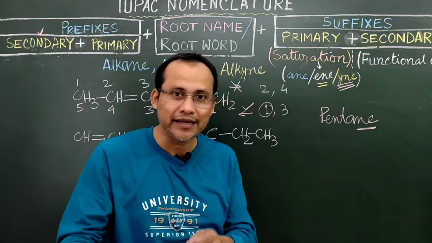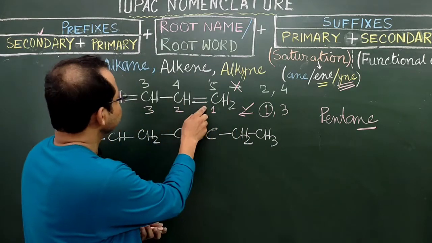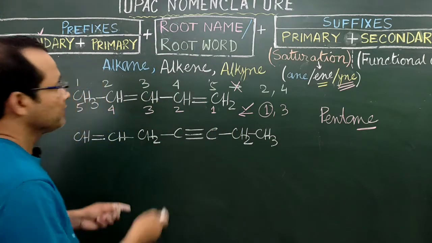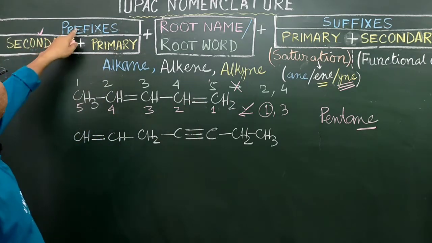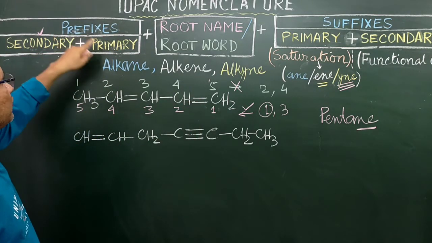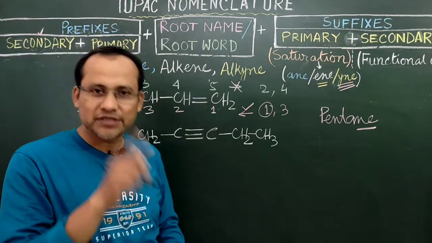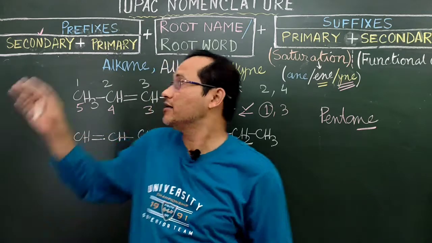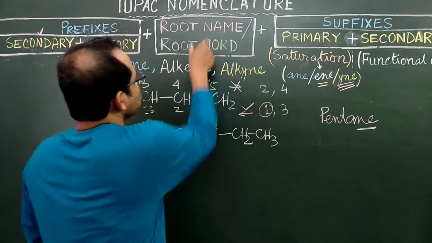So what will be the name? So let's write down the name. Look, this is a pentane system. Now before that, see whether any secondary prefix or primary prefix is there. No side chain, no substituent is there, so nothing from this portion is there in this compound. So directly come to this portion, the root word.